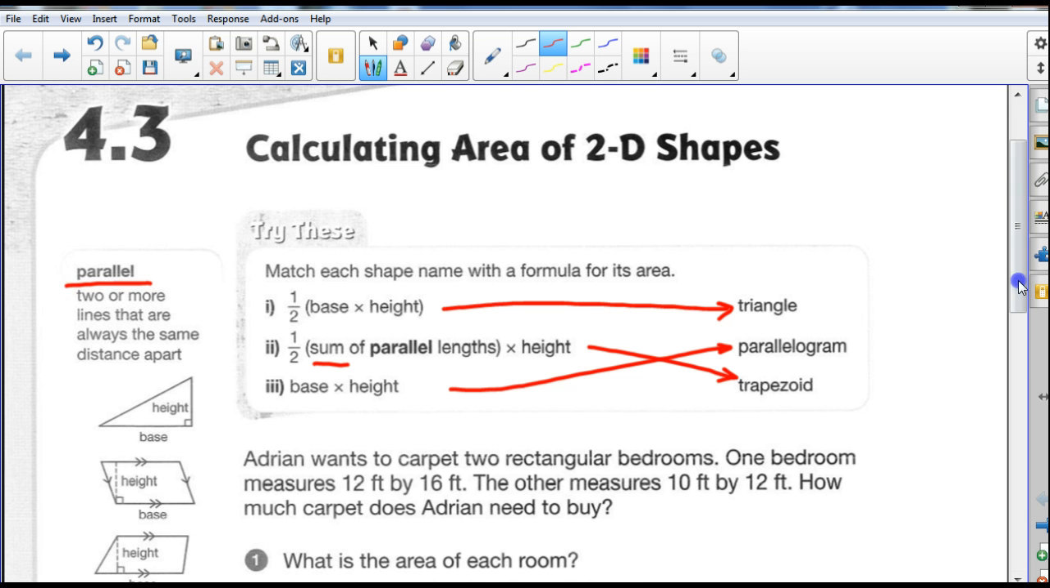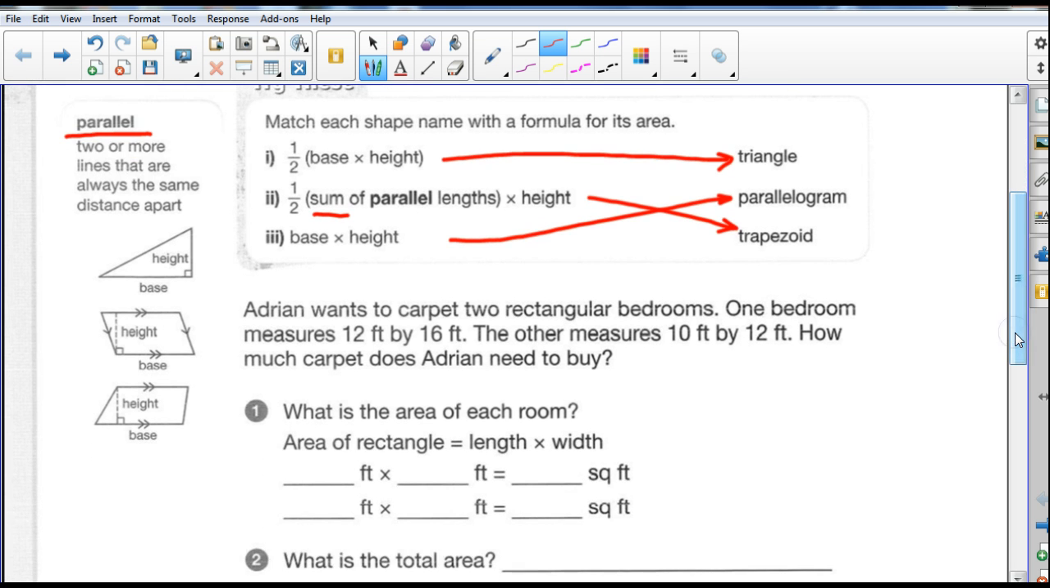a parallelogram. Okay, so you can see over here, there's the base times the height, 1/2 base times height, that's our triangle. For the base times the height, that's our parallelogram, and for the trapezoid, we've got a base here, and we've got a base here. They're parallel lengths, times their height, divided by 2, that's our trapezoid. Okay, so let's do an example here.